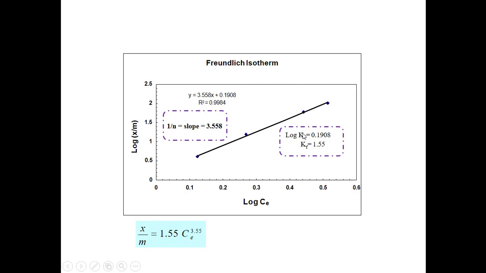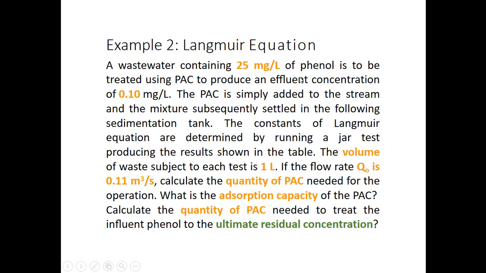So log KF equals 0.1908. This is log of K from the equation here. So K itself equals 1.55, and this is 1/n, the slope. So we have the equation X/M = 1.55 times CE to the power 3.55. If we apply any value of X/M, we can know the exact value of CE. That equation can be transferred from the lab to the real application, or large scale application.